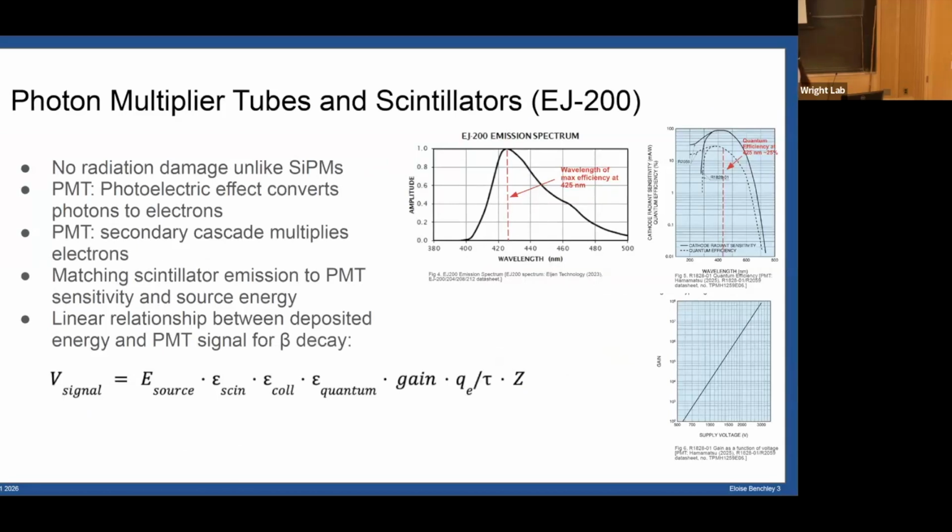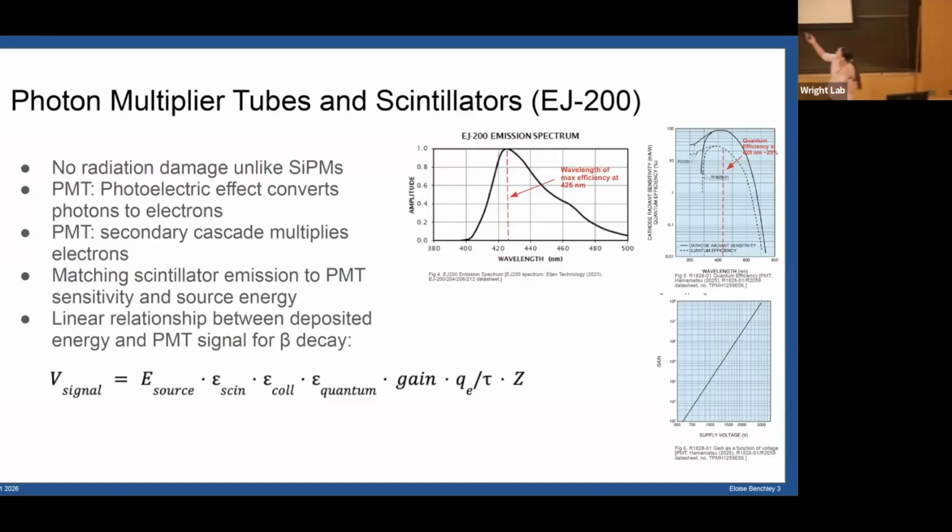That's a typo, it should say photomultiplier tubes. But what are photomultiplier tubes? It's kind of an old technology. They are light detectors. However, unlike SiPMs, silicon photomultipliers, they do not suffer damage from radiation, which is nice when you're dealing with radioactive spectrums. They have a photocathode that uses the photoelectric effect to convert photons to electrons. Then across various dynodes, there's a secondary cascade that creates a visible signal.